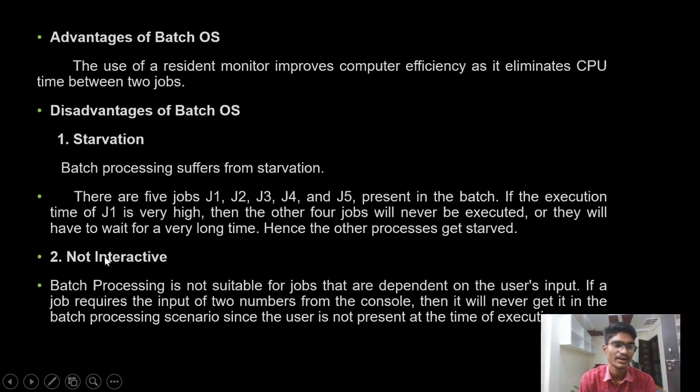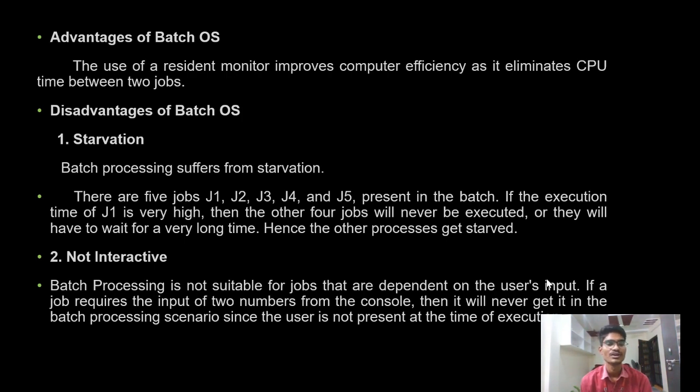And next, not interactive. Batch processing is not suitable for jobs that depend on user input. If any process requires user input for its execution, it will not be considered for batch processing. If a job requires input of two numbers from the console, then it will never fit into the batch processing scenario, since the user is not present at the time of execution.